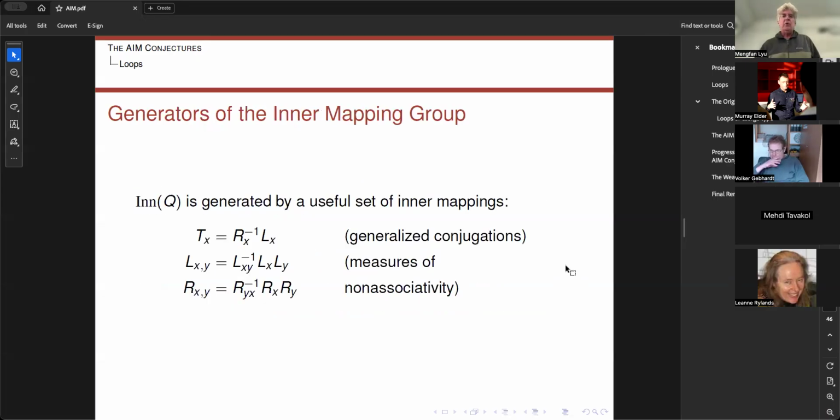Okay. Now, what about generators for those things? And this will come up later in some encoding issue.